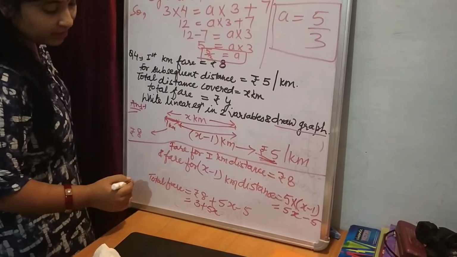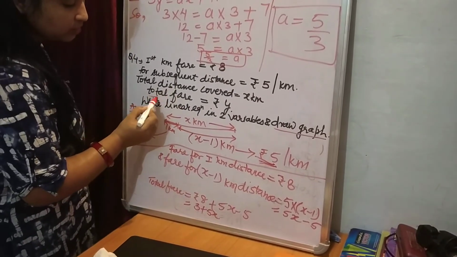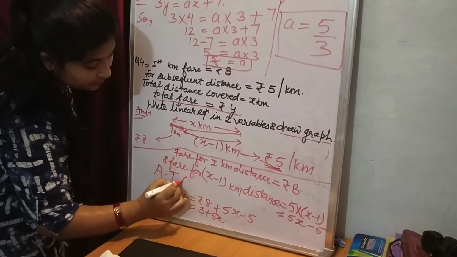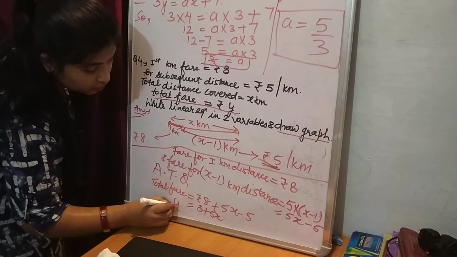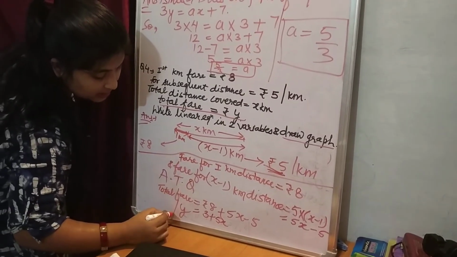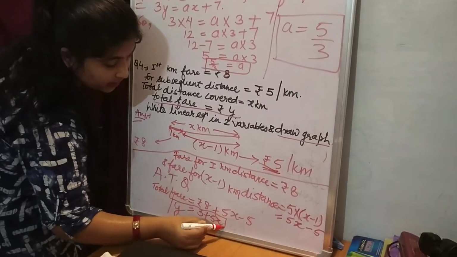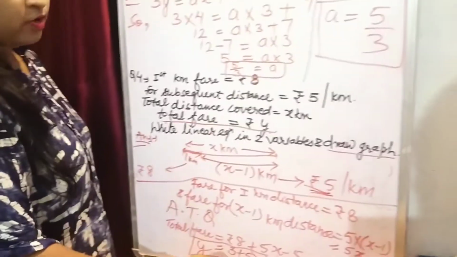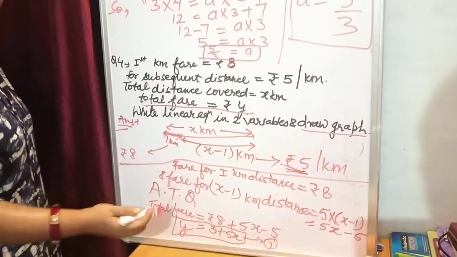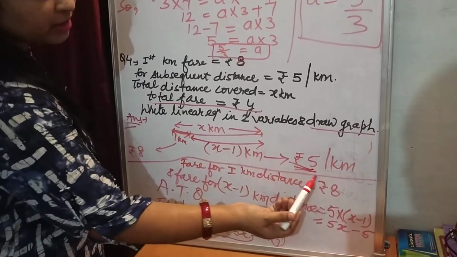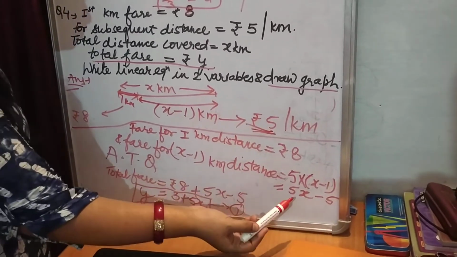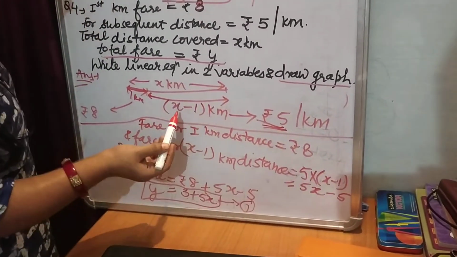So total fare is 3 plus 5x. But according to the question, the total fare is y rupees. So you can write that according to the question, your y, that is your total fare, is 3 plus 5x. This is your linear equation in 2 variables. For the first kilometer the fare is 8 rupees. For x minus 1 kilometer distance, the fare is 5 into x minus 1.